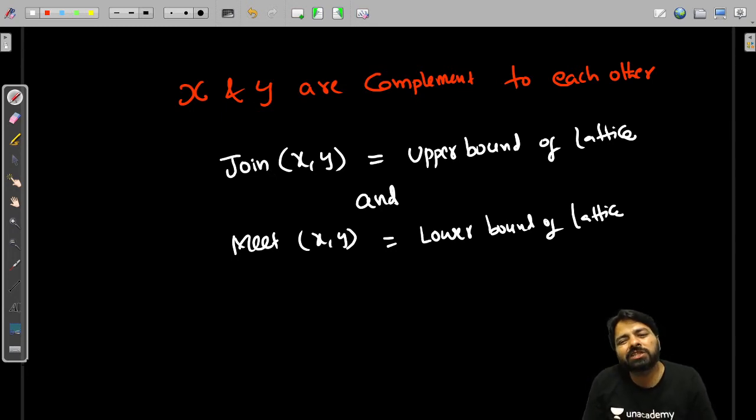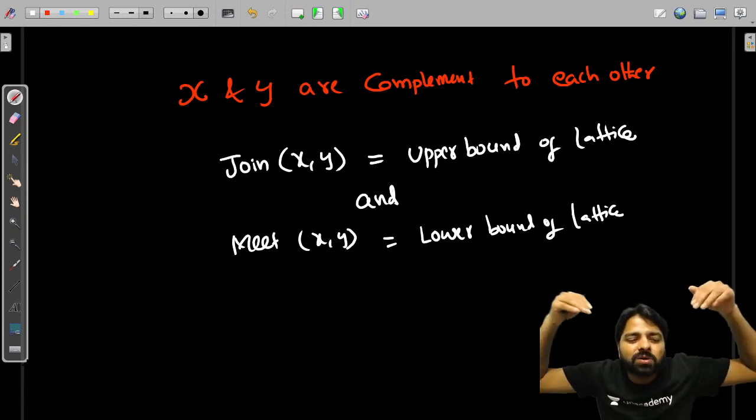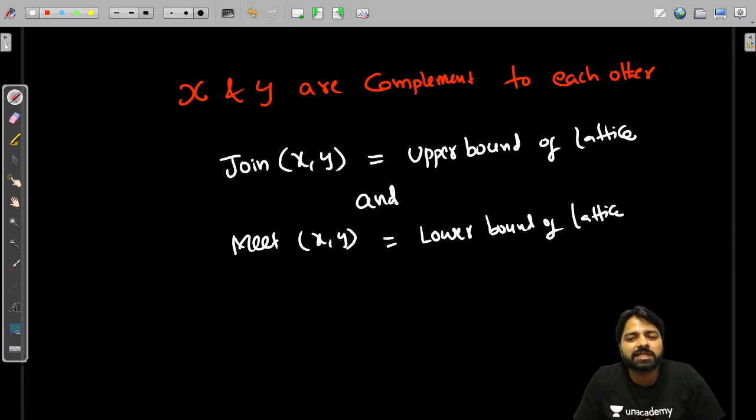Meet and join need not be the same. Why the same? Join you will go up, meet you will go down. Come on, Jyoti Singh, they don't say same. Join should go to the upper bound.